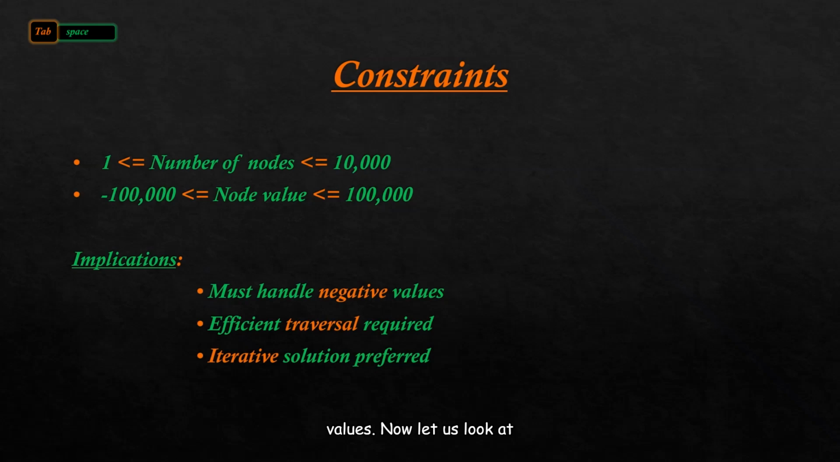Now let us look at the constraints. The number of nodes can be as large as 10 to the power 4. Node values can range from -10 to the power 5 to +10 to the power 5. These constraints tell us we must handle negative numbers carefully. The solution must be efficient. Deep recursion may be risky, so an iterative approach is safer.